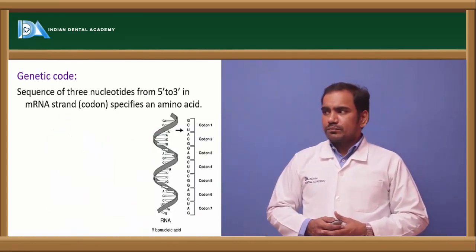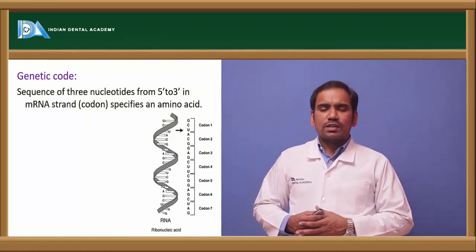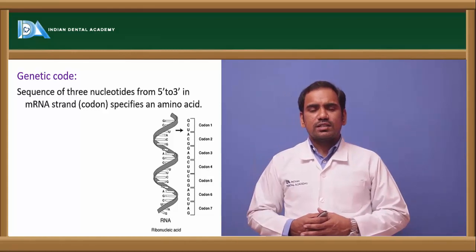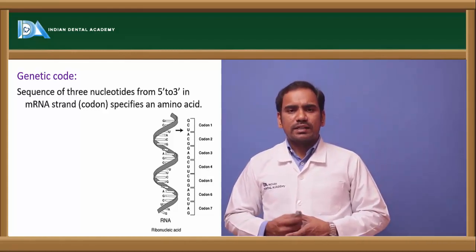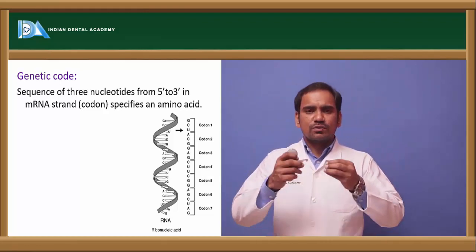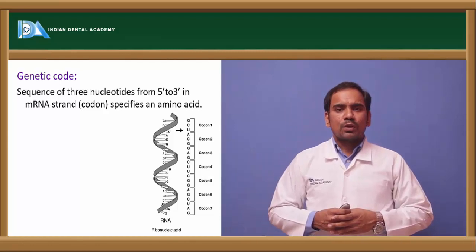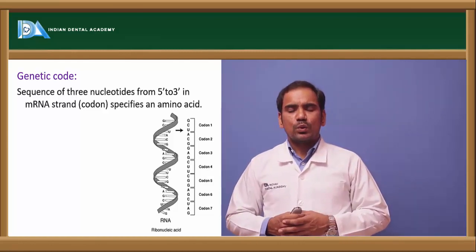Before going to details of translation, first we'll discuss what is the genetic code. As I told you, mRNA template directs the synthesis of protein. So protein can be synthesized from the sequence which is there in the mRNA. The sequence of nucleotides in the mRNA, we call codons.